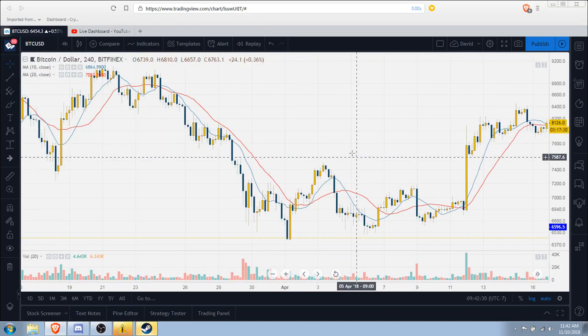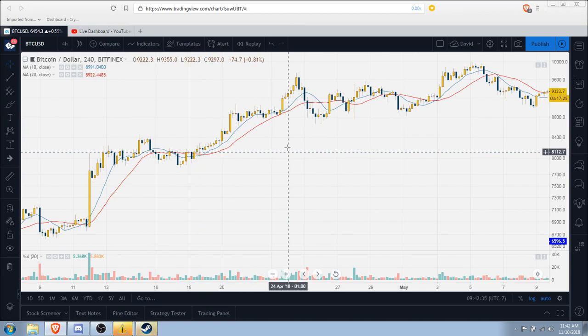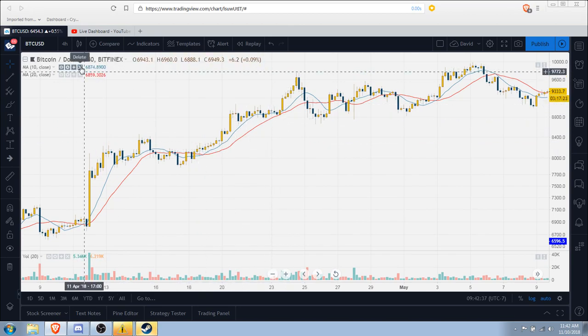So I like trying to catch tops and bottoms. I like trying to catch wicks, and that's just my personal trading style, the way I like to do it. Fibonacci tends to be a better tool for that.